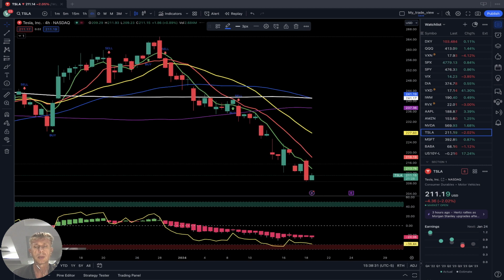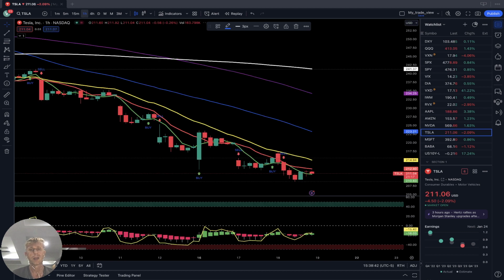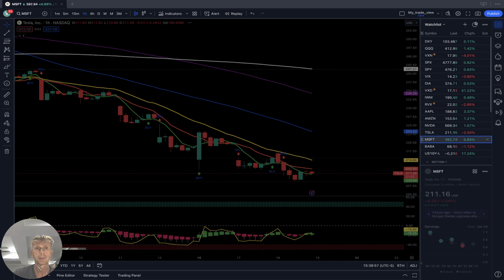4 hours time frame, same story, bearish trend on all indicators. And RSI in oversold territory. Bearish trend. 1 hour time frame, last bar almost below all moving averages. It is bearish territory, bearish trend. That's all. Let's move to Microsoft.